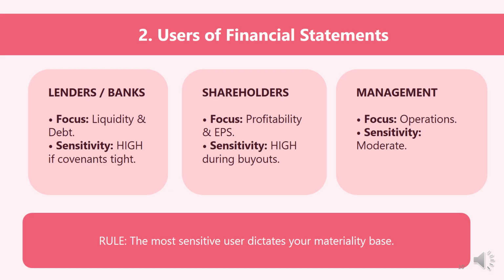Step 2 of the planning memo is to identify the users of the financial statements and debtors. Lenders and banks focus on liquidity and ability to repay debt. Shareholders focus on profitability and earnings per share. Management focuses on operations. The golden rule here is that the most sensitive user always dictates your materiality base.